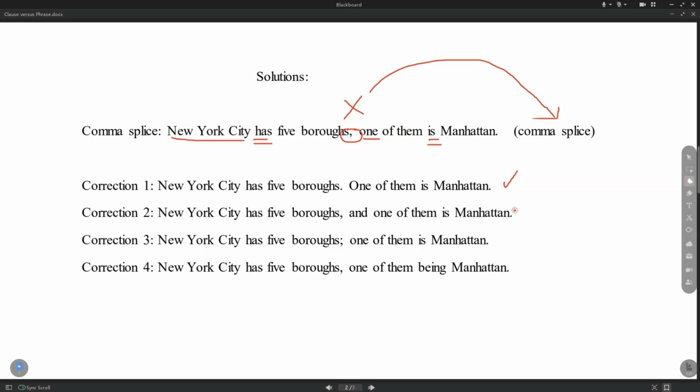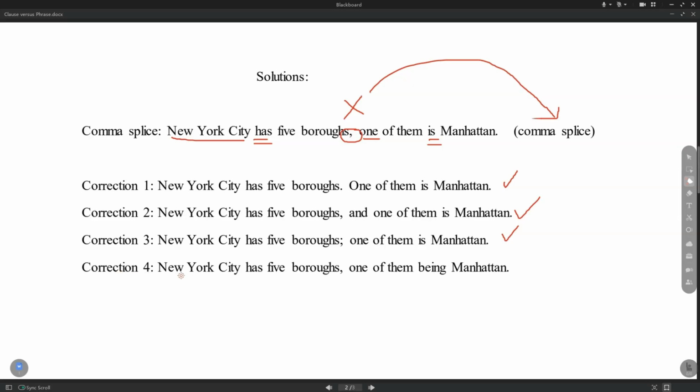So you can use something called a conjunction. Problem solved. Correction 3. New York City has 5 boroughs, semicolon, one of them is Manhattan. In English, semicolons can link clauses together. Commas cannot.